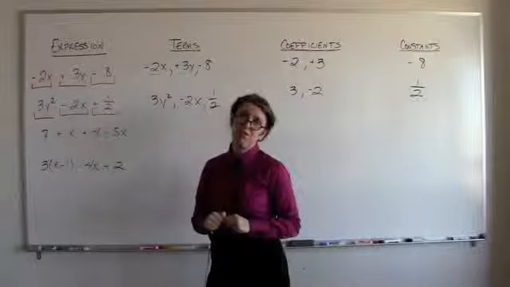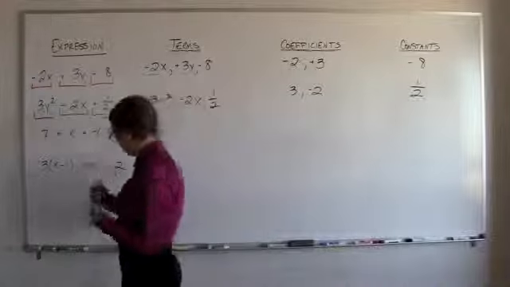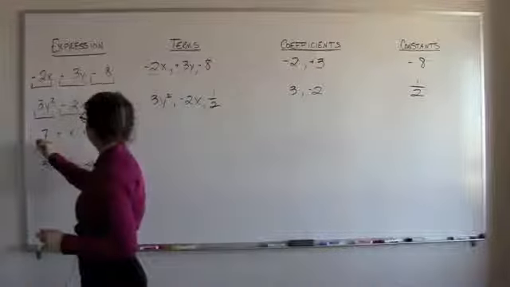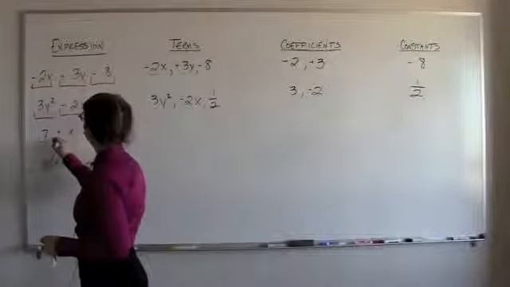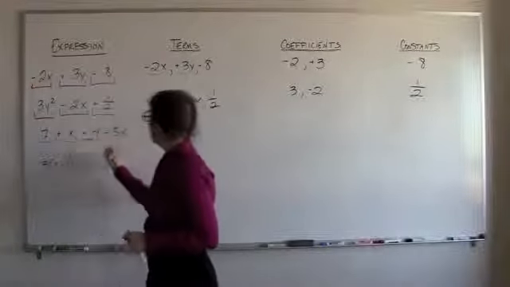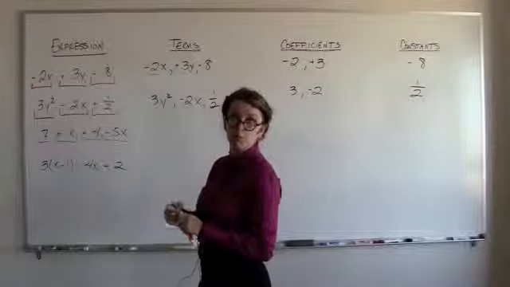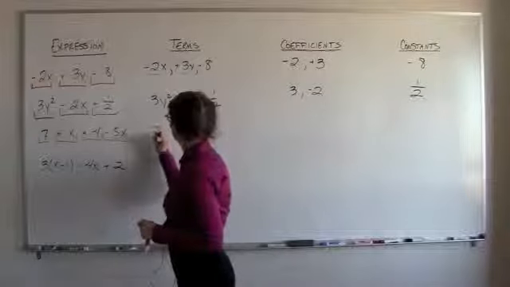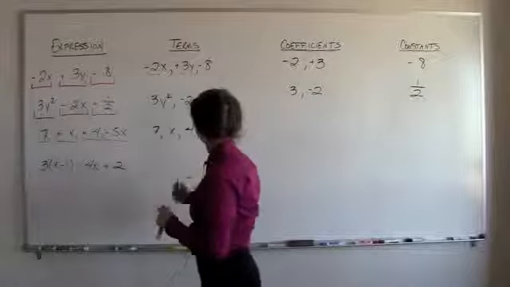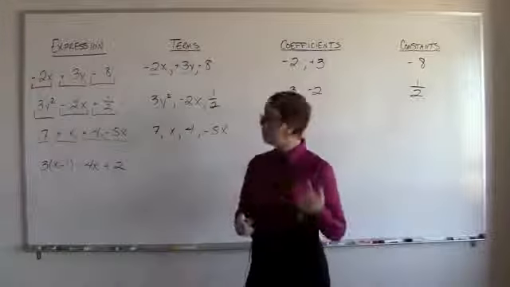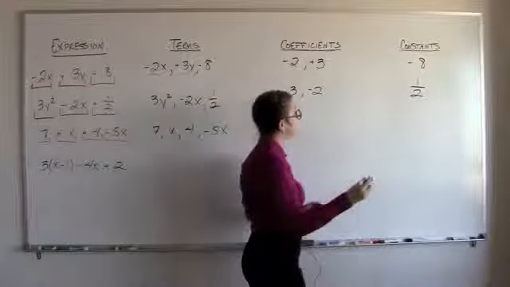Any guesses as to how many terms here? 4, right? So we got a 7x. Oops, no, yeah. We got a 7. Let's use the red. An x, a 4, and a negative 5x. So those are our 4 terms in this expression: 7, x, 4, and negative 5x. So I'm sure you know by now what the constants are. We got a 7 and a 4. I'll write those down.